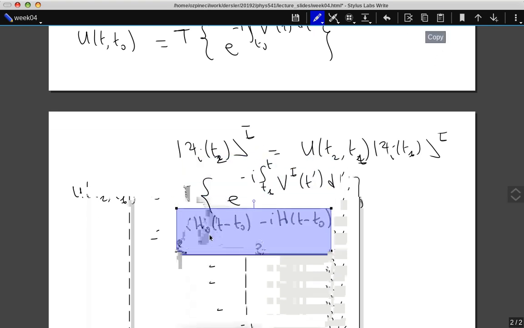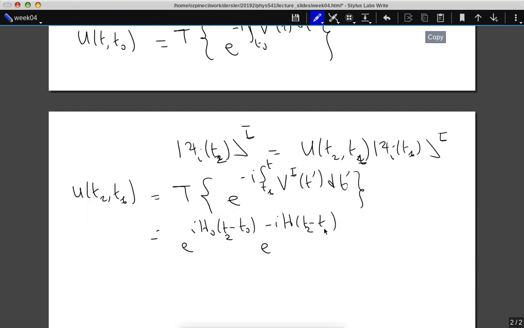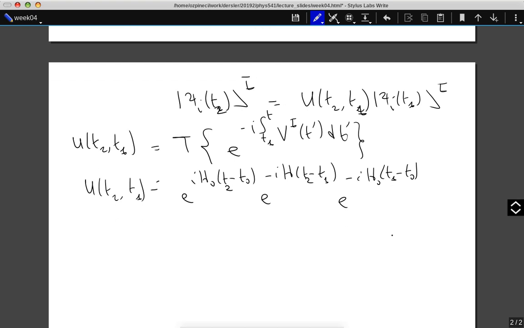It is a slightly modified form of this one. This is t2. This is t2 t1, e to the power minus i H0 (t1 minus t0). So if t1 is t0, we basically recover the previous expression anyway. So this is the Schrödinger picture.